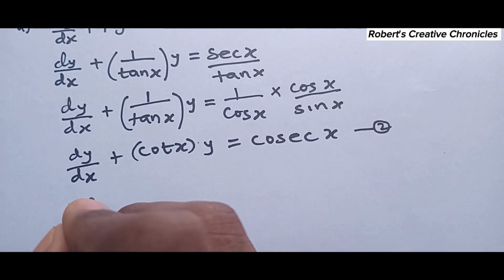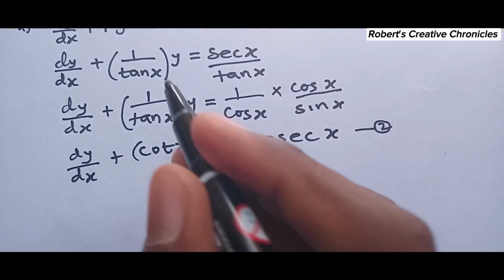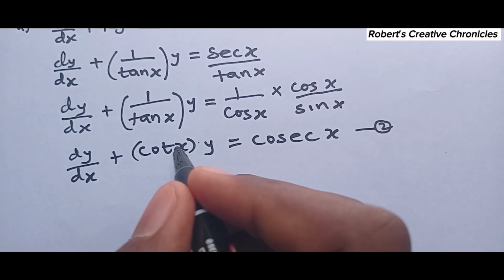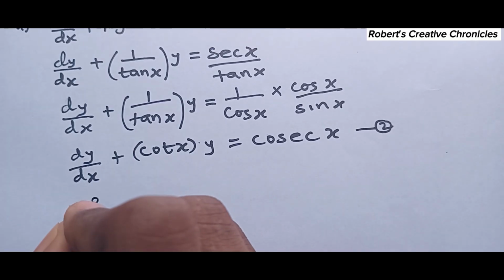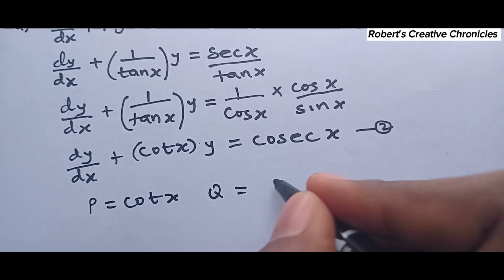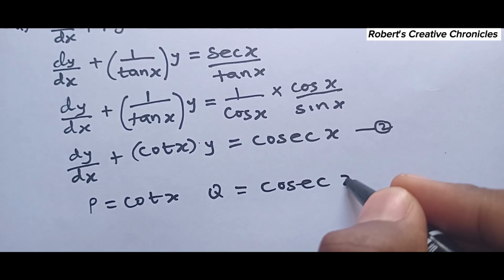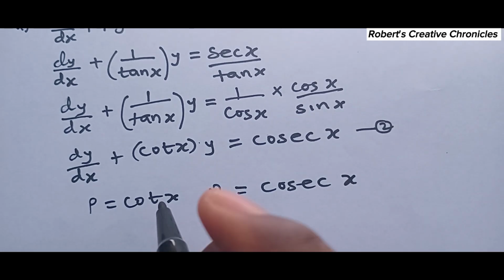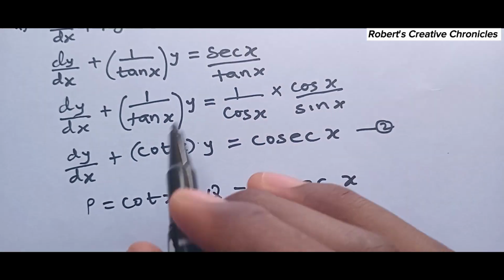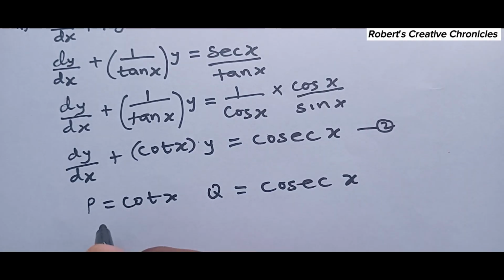Now we'll find p and q. We'll relate this equation 2 with equation 1. So our p now becomes what? The one that is attached to y, which is cot x, and q is cosec x. Normally p and q can be constants or functions of x only.